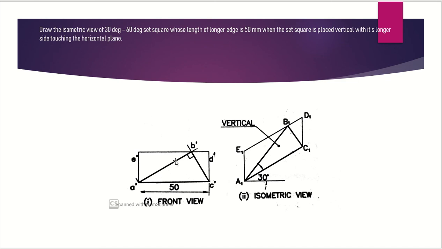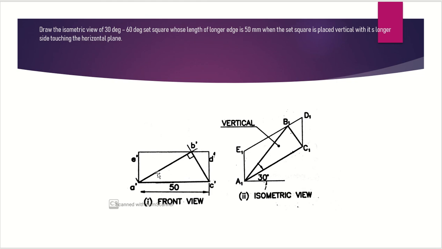Then you go for a 30-degree inclined line. You draw A dash B dash of any length which is 30-degree inclined. Then create C dash B dash which is 60-degree inclined. When you draw these two lines, you will get an intersection point, that will be your B dash. That means first of all draw A dash C dash, then go for 30-degree inclined line, then go for 60-degree inclined line, such that you get a point over here which is B dash.